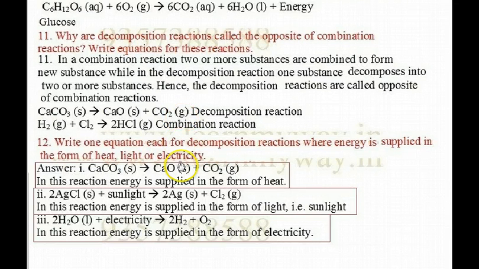Then your next question: write one equation each for decomposition reactions where energy is supplied in the form of heat, light or electricity. So here are three equations. The first, calcium carbonate breaks down or decomposes into calcium oxide and carbon dioxide. Of course, energy is supplied in the form of heat. Second reaction takes place in the presence of sunlight. Silver chloride decomposes into silver and chlorine. Third reaction is water in the presence of electricity. This is basically electrolysis as we call it. It changes into hydrogen gas and oxygen gas. So that is how the reaction goes.